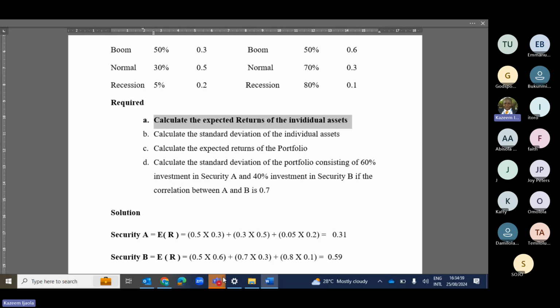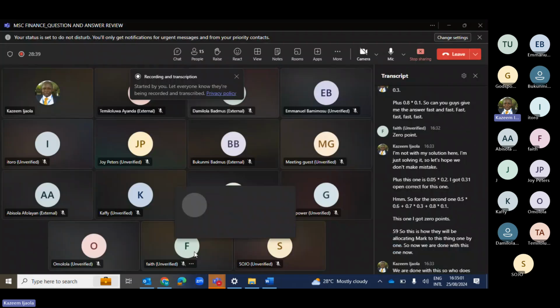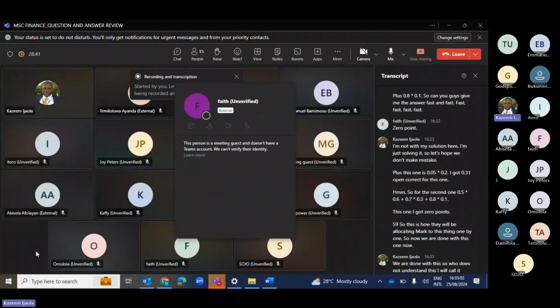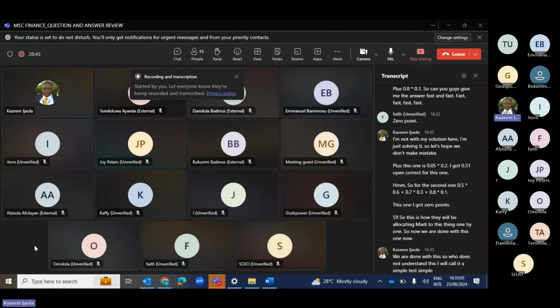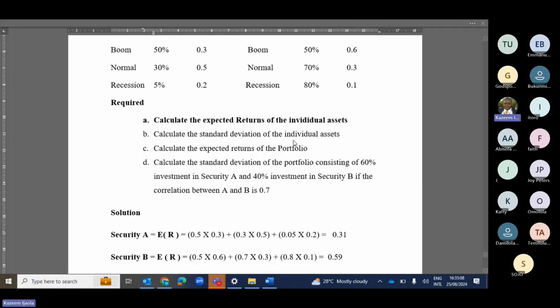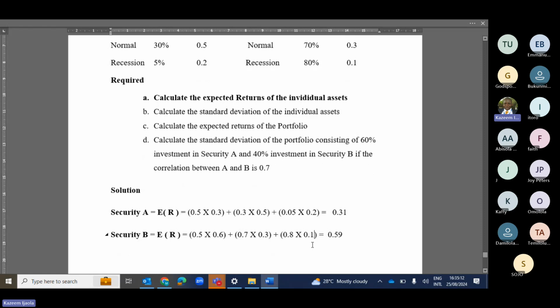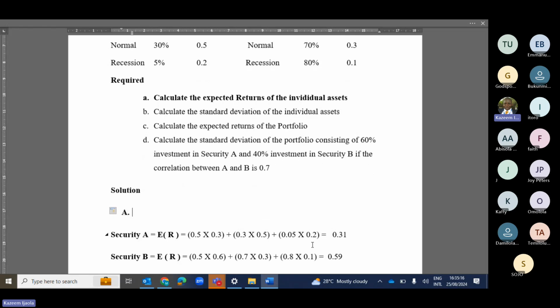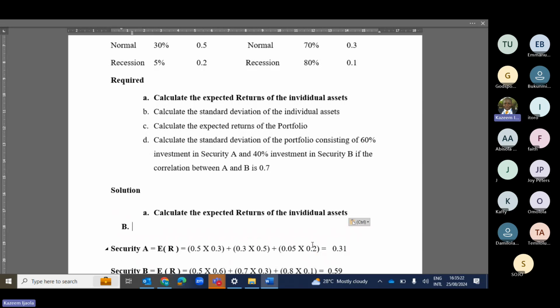So who does not understand this? I won't call it a simple test, simple step. Who doesn't understand what we have done? In case you don't know, please speak. This is not classroom, this is our family meeting. If it is not clear, I can always go back and explain 1 million times. Is there someone that does not understand what we have done now? If there is no comment, let me move on to B.